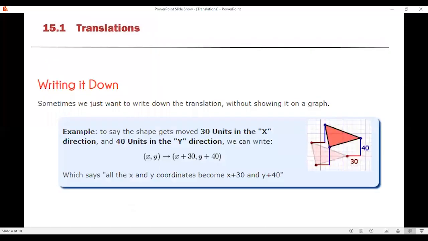Writing it down. Sometimes we just want to write down the translation without showing it on a graph. For example, to say the shape gets moved 30 units in the x direction and 40 units in the y direction, we can write this. It means all the x and y coordinates become x plus 30, y plus 40.